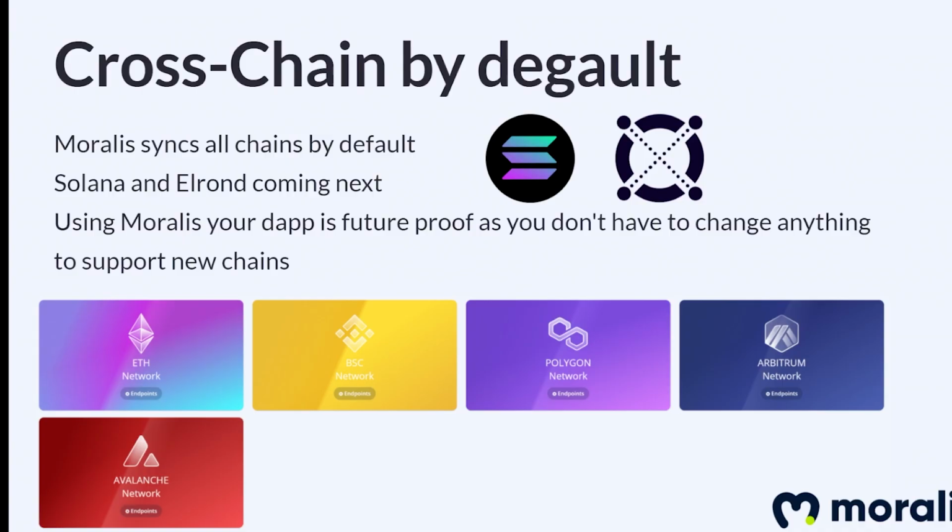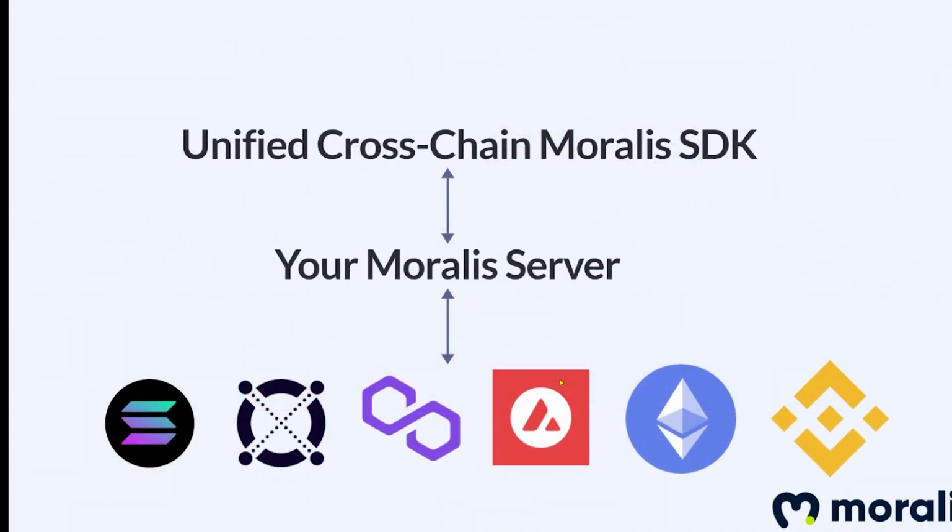So in order to ensure that your app is future-proof, you have to use Moralis. Imagine you build your app right now on Ethereum or Binance Chain or Polygon, and tomorrow Solana becomes big. How do you go to Solana? You cannot. You have to start from scratch. But if you use Moralis, you don't have to start from scratch because Moralis supports all the blockchains. Right now we support this fully, and next for us is Solana. So this is how Moralis works.